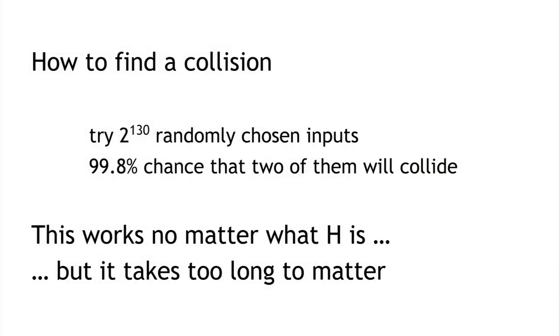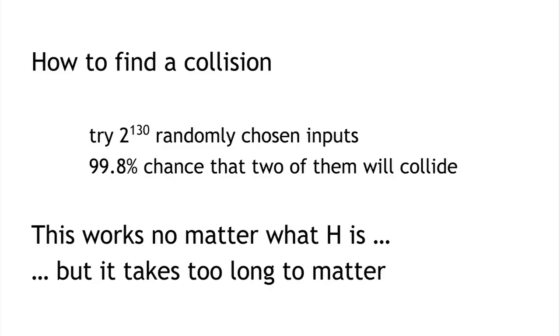Let me tell you how to find a collision, because there's a method that's guaranteed to work. The method works like this: we're going to pick 2 to the 130 randomly chosen inputs over on the left cloud of that previous diagram. If we pick those 2 to the 130 randomly chosen inputs, it turns out there's a 99.8% chance that at least 2 of them are going to collide. And so this is a very simple method for finding a collision.